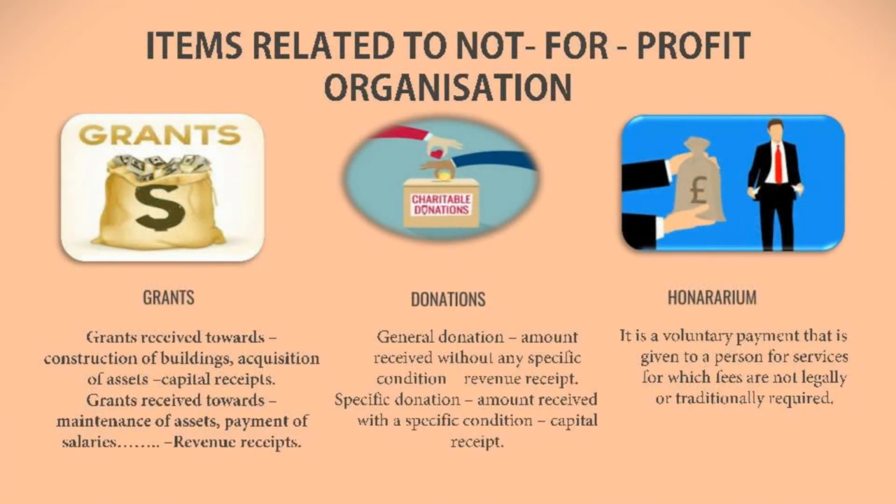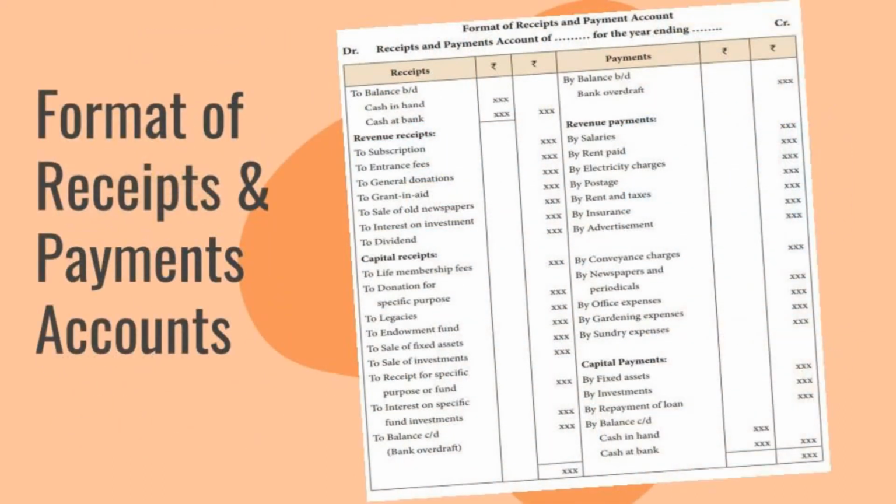Grants. Grants received towards construction of buildings, acquisition of assets are capital receipts, and the grants received towards maintenance of assets, payment of salaries, etc. are revenue receipts. Donations. General donation is an amount received without any specific condition. It is a revenue receipt. Specific donation is an amount received with a specific condition. It is a capital receipt. Honorarium. It is a voluntary payment that is given to a person for services for which fees are not legally or traditionally required.